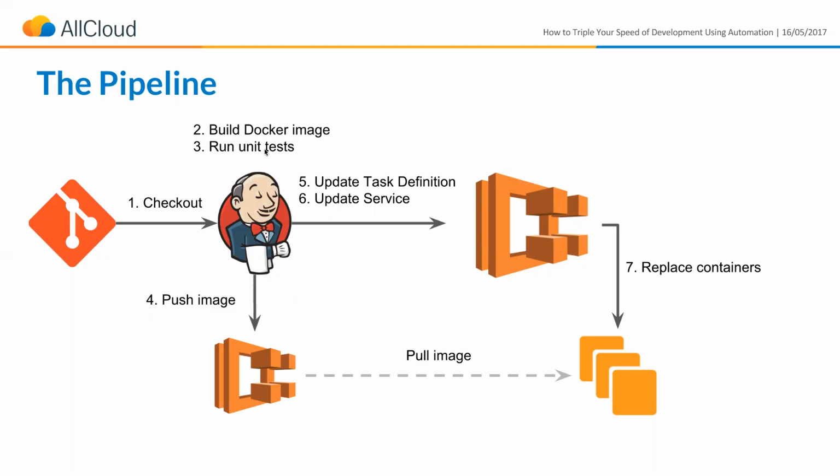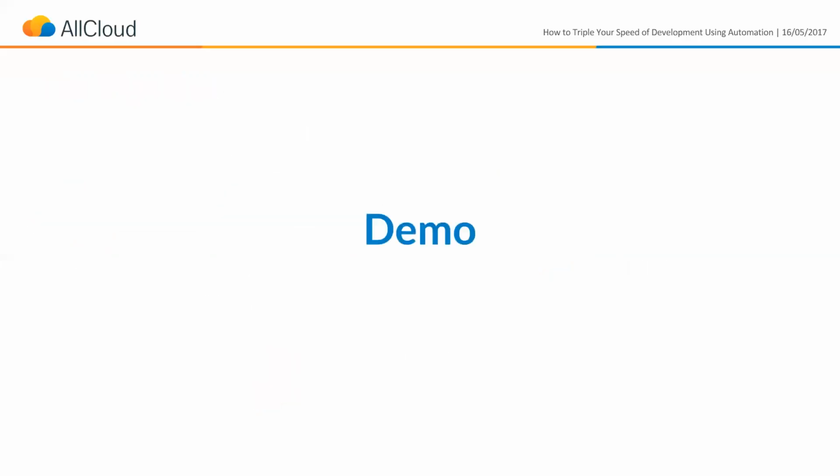Then after the unit tests pass, and only if they pass, we push the image to ECR. Then we update ECS that the new version has been pushed. And ECS replaces the containers on our cluster. Let's see this live.